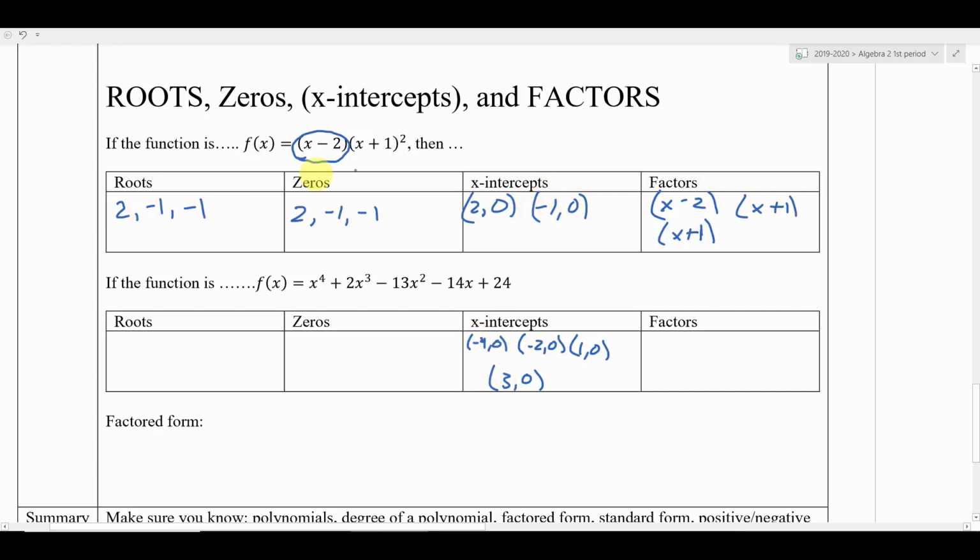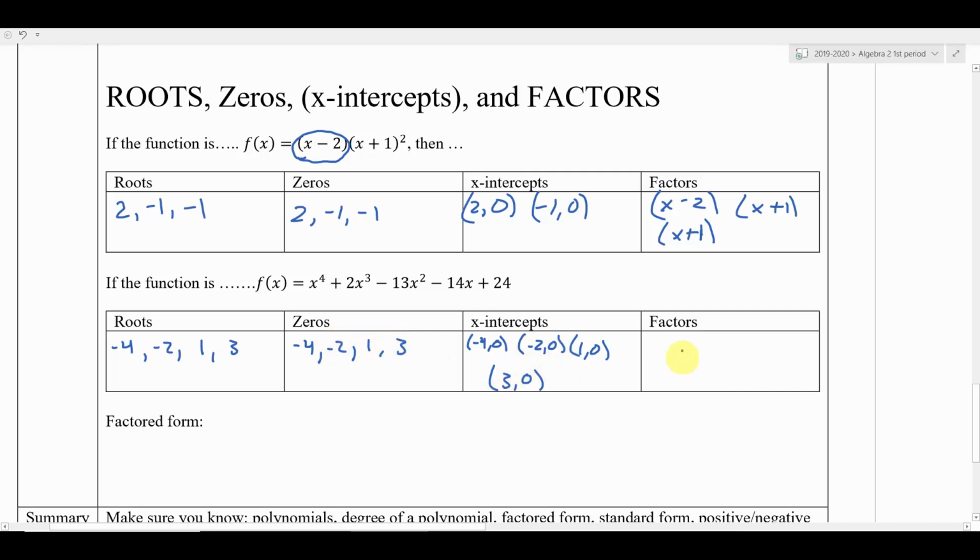And remember how the roots and the x-intercepts were related up here. The root was inside of the x-intercept, just not written as a point. So I can actually take the x values inside of these intercepts and just write them over here as roots, right? So we've got -4, -2, 1, and 3, and the zeros would be exactly the same.